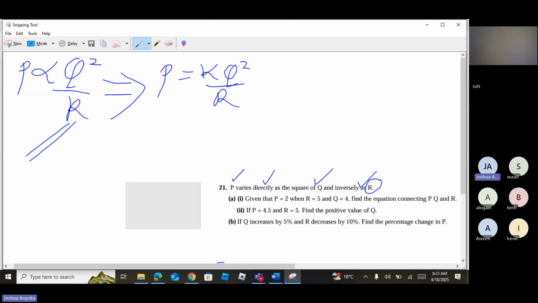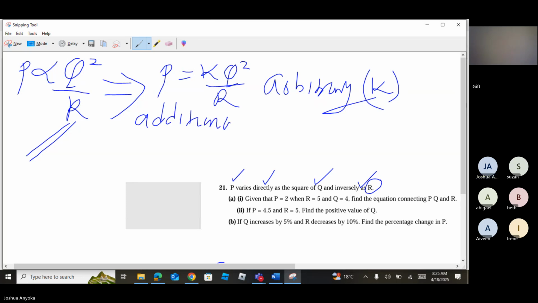This is now the arbitrary equation, because it has a K. So far it is not an equation. It becomes an equation when we are given additional information, so that we work out the value of K.